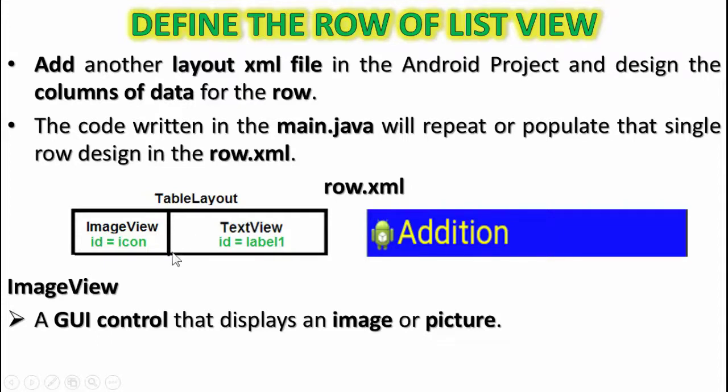The row contains an image view with an ID name icon and followed by a text view with an ID name label 1. An image view is a graphical user interface control that displays an image or picture.